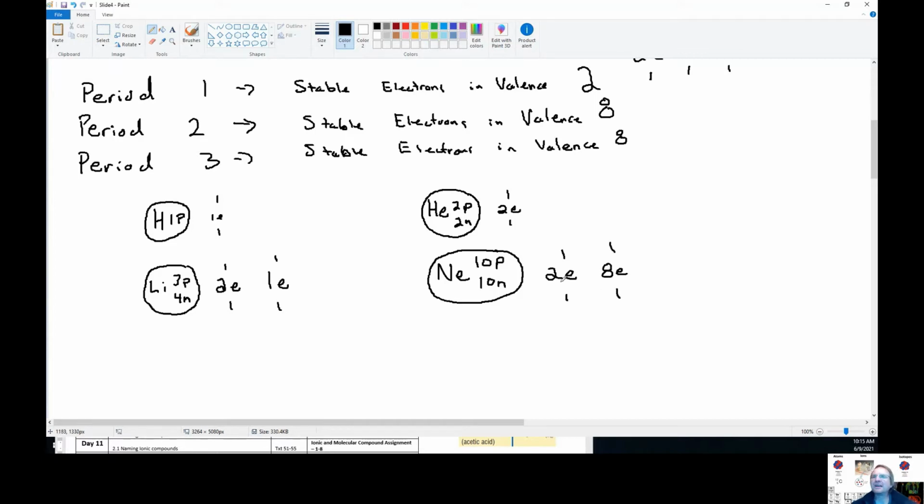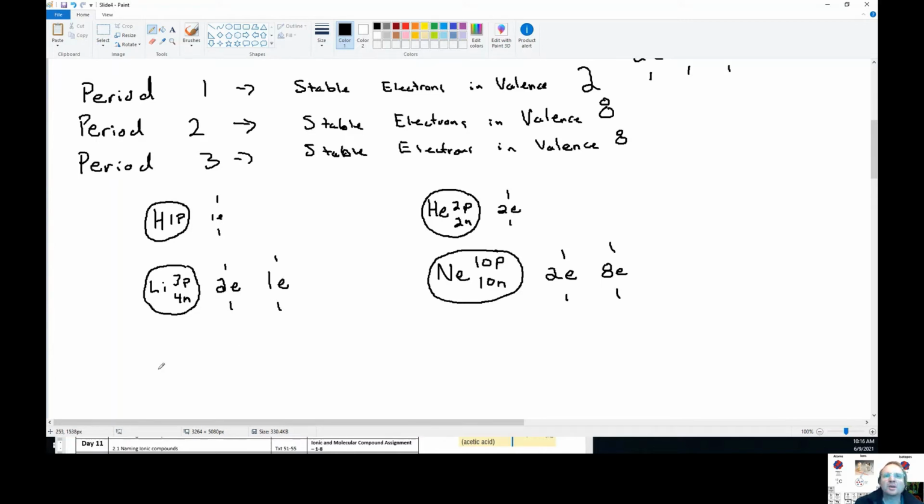Again, that's the rule, that's the pattern. There's only space for 2 in the first orbit. There's only space for 8. If you've got 8, neon happens to have 8. Perfectly stable. Lithium is not stable. It doesn't have anywhere near 8. This is why lithium loses 1 electron.